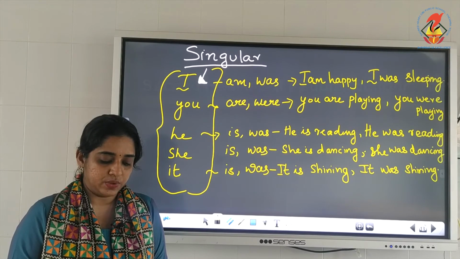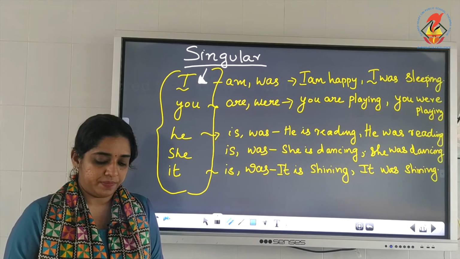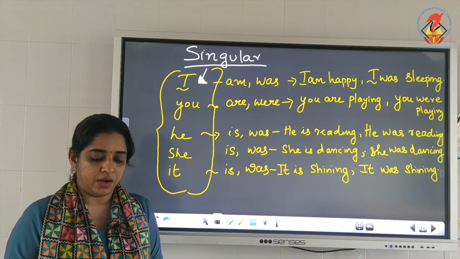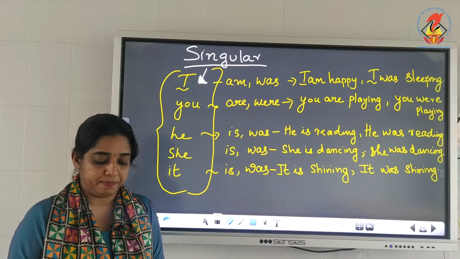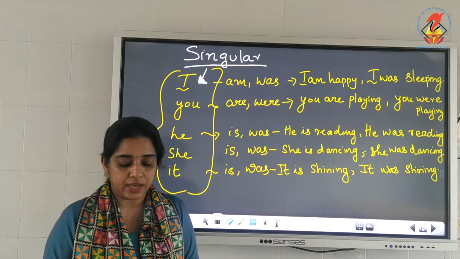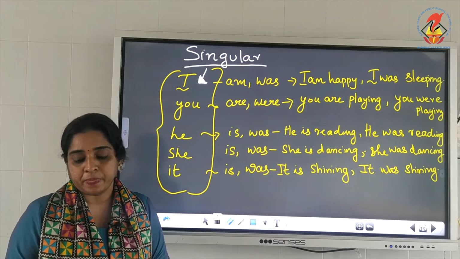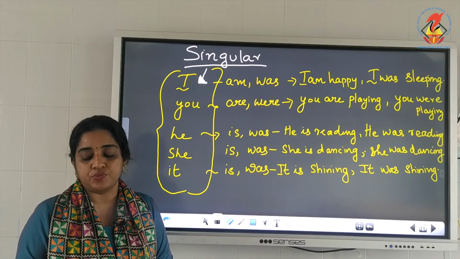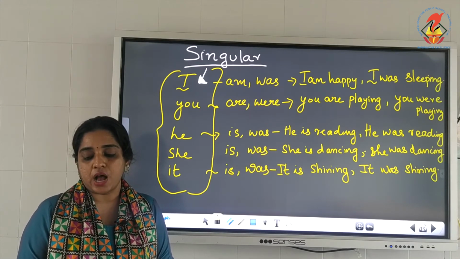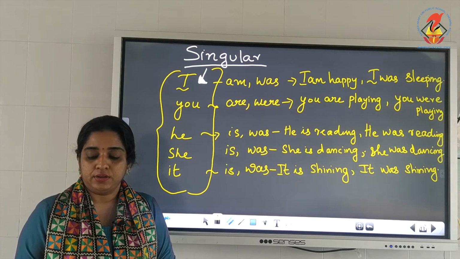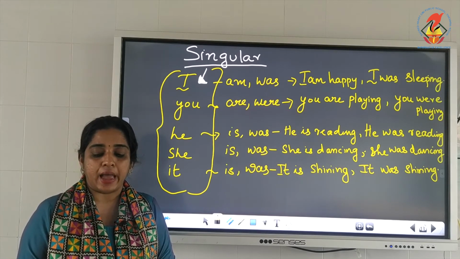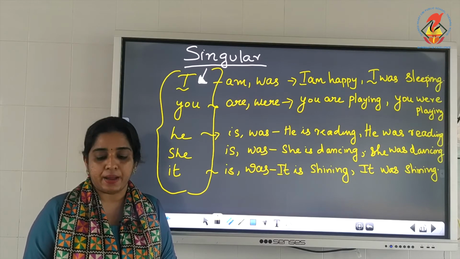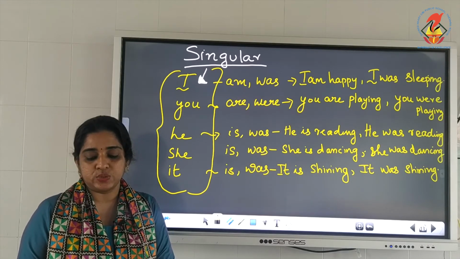Fill in the blanks with is, am, are, was or were. Exercise A, the first one: I dash Vani Sharma. Which one can you use? Is, are, am. Which one can you use? I am Vani Sharma. There you can use the verb am. Okay, the rest is very simple.